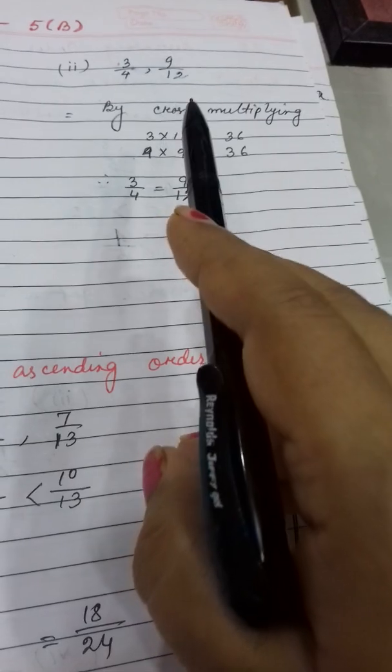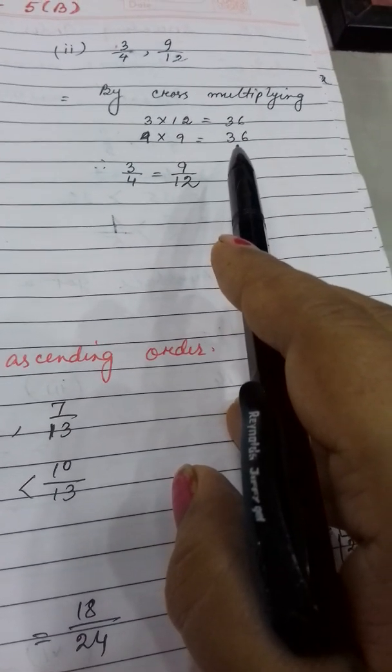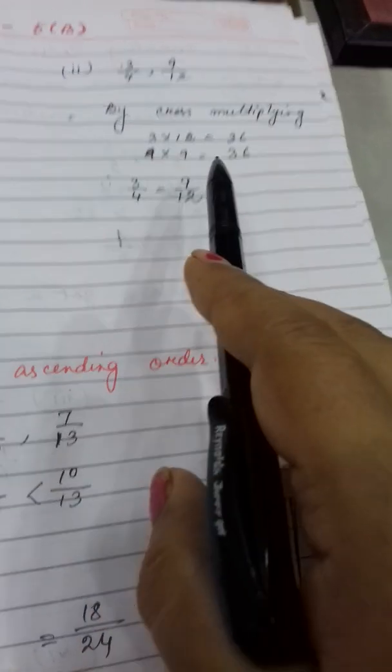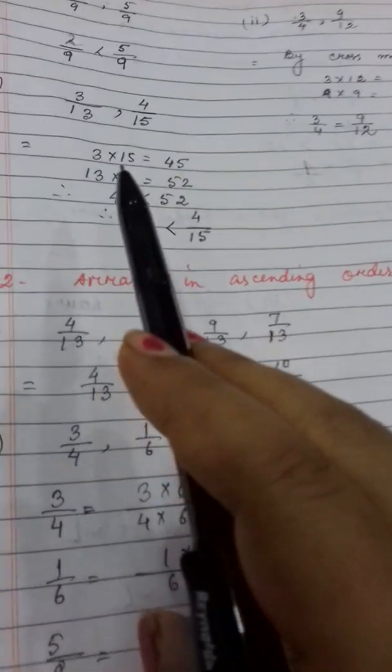So after cross multiplying, you have seen both the values are 36. That means both are equal. So as both the values are equal, that means both the fractions are equal. Yes or no?